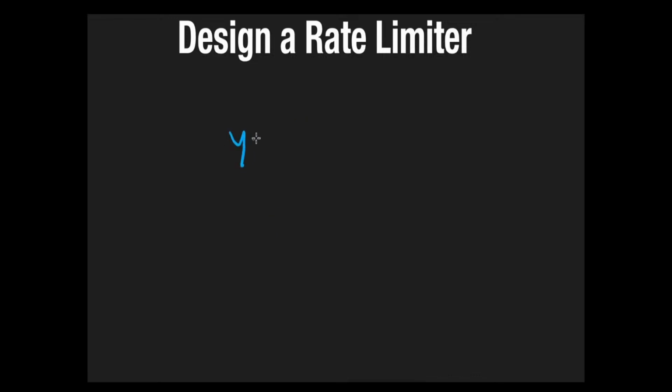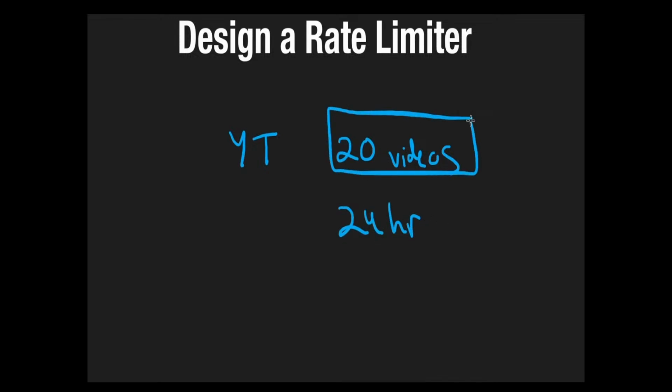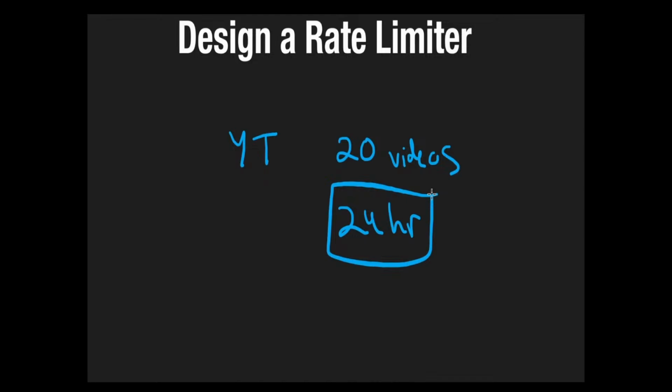If you try to upload videos to YouTube, and you try to upload, I think, over 20 videos in a 24-hour period, you won't be able to do more than 20 videos. You'll have to wait 24 hours until you can do that again.